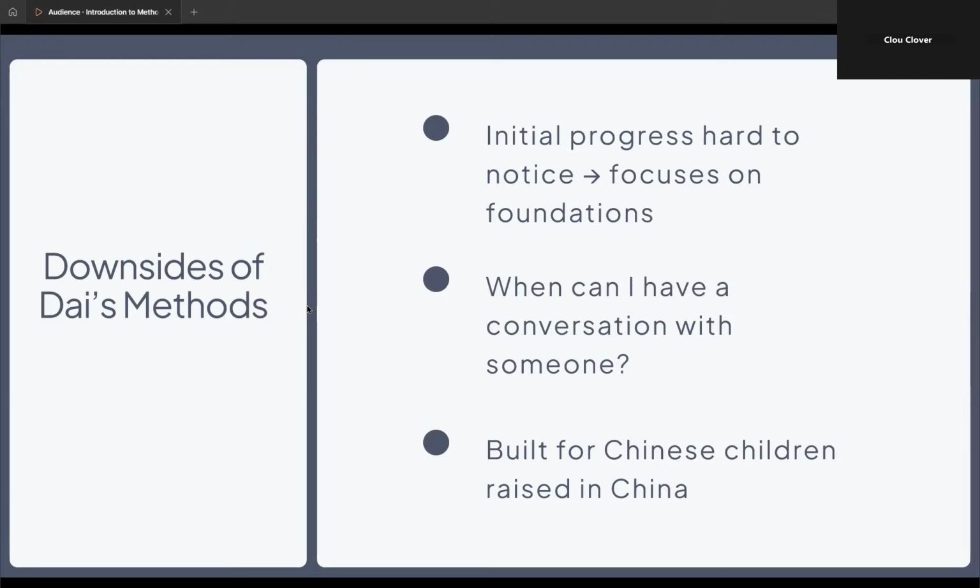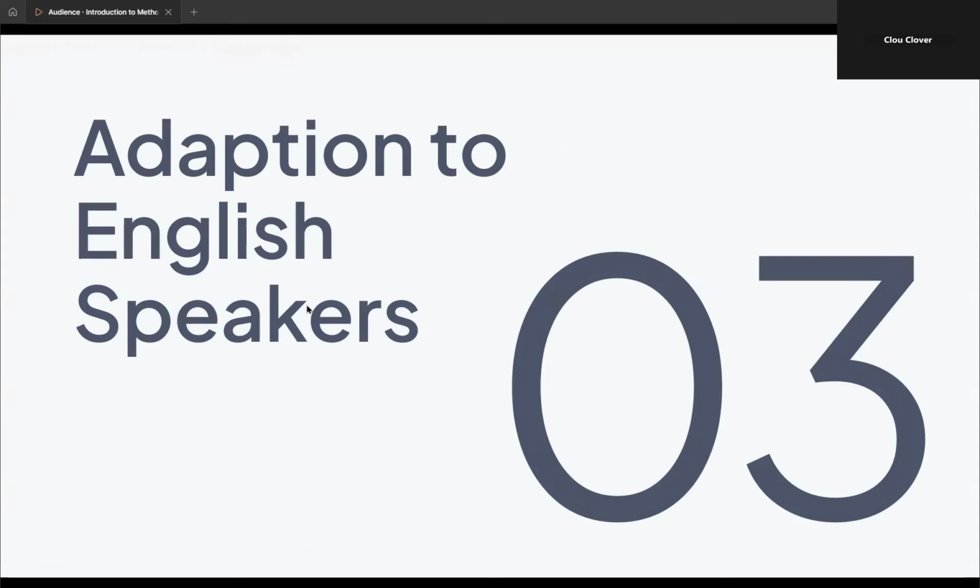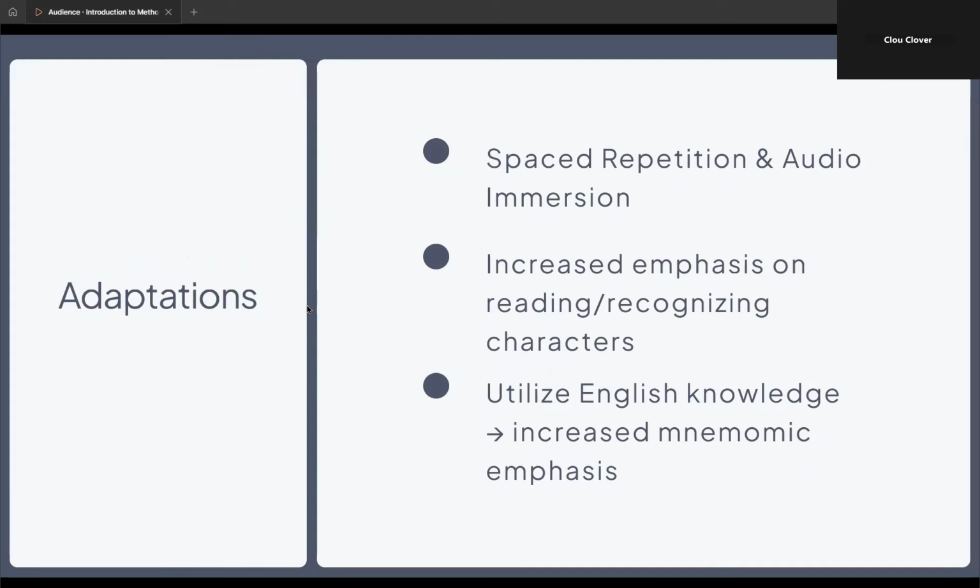A friend of mine asked, when can I have a conversation with someone? And the unfortunate thing is oftentimes you will have to wait a while. And this method is built for Chinese children raised in China. So how do we adapt this to English speakers? One, we will utilize techniques such as spaced repetition and audio immersion. We'll place increased emphasis on reading and recognizing characters, and we'll utilize English knowledge to increase mnemonic emphasis.